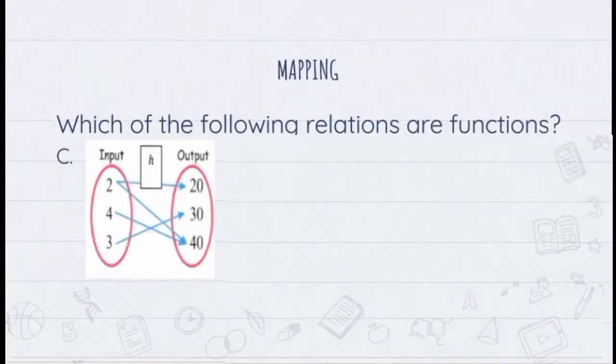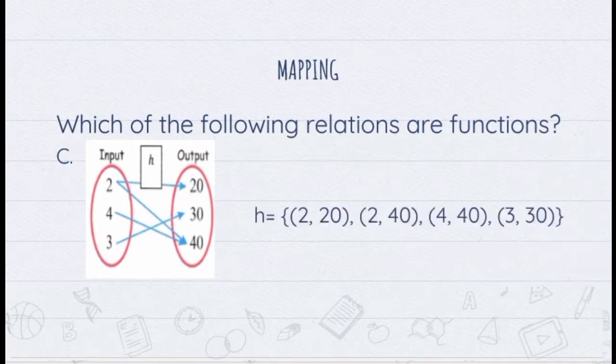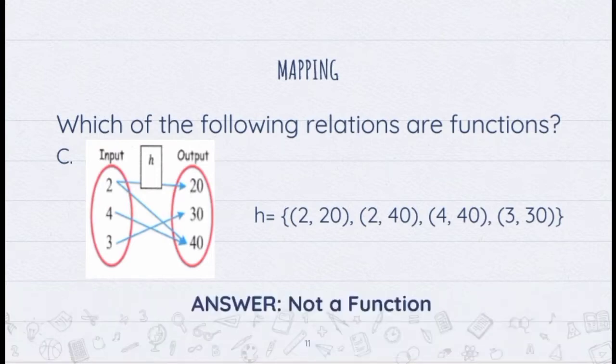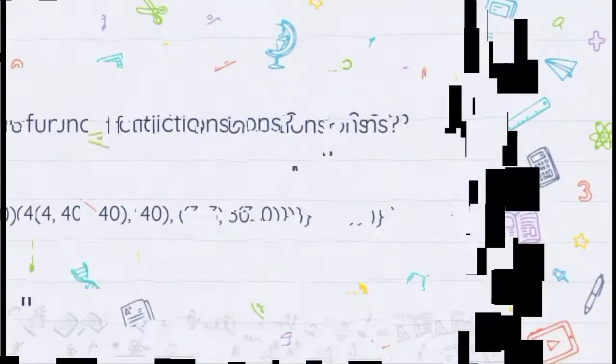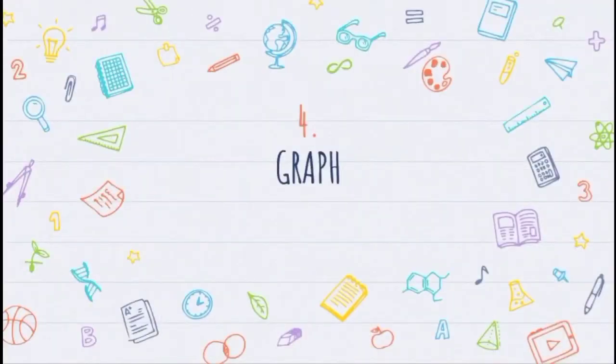We have here another map of relation H. Making it into a set of ordered pairs, we have 2 paired to 20, 2 paired to 40, 4 paired to 40, and 3 paired to 30. Notice that the x value, which is 2, was repeated twice under the ordered pairs (2, 20) and (2, 40). Therefore, this is not a function. Let us now proceed to number 4, graph.